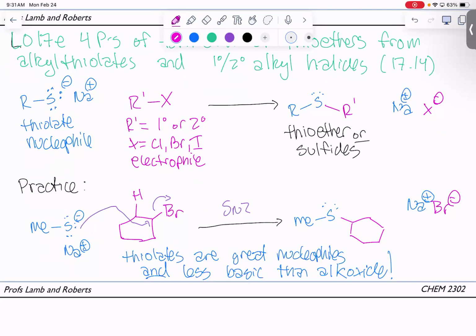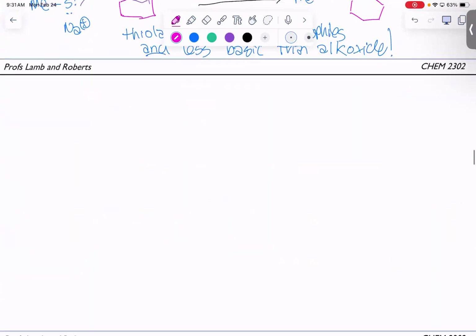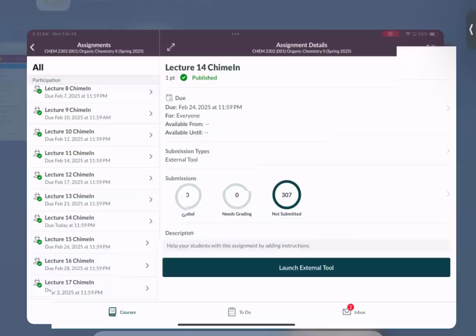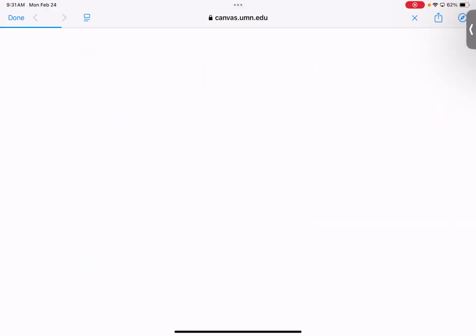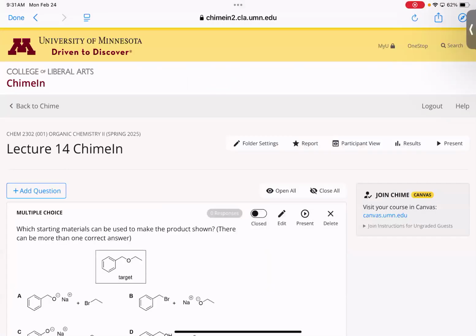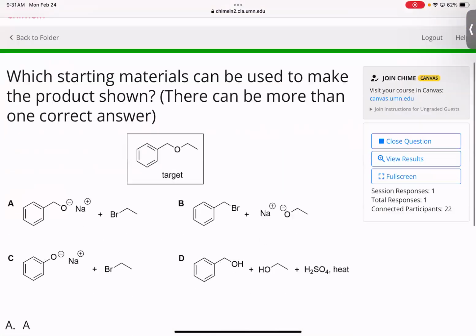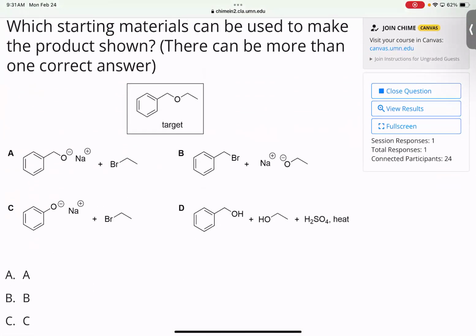All right, so let's go ahead and do our chime-in question. Let's see if we can connect some of these concepts. All right, so lecture 14 today. And let's see what we think about this and get some instant feedback for ourselves about whether we're understanding this or not. All right, so which starting materials can be used to make the product? There can be more than one answer. There isn't necessarily, but there certainly can be. So you're always welcome to check with somebody near you and see what they think.